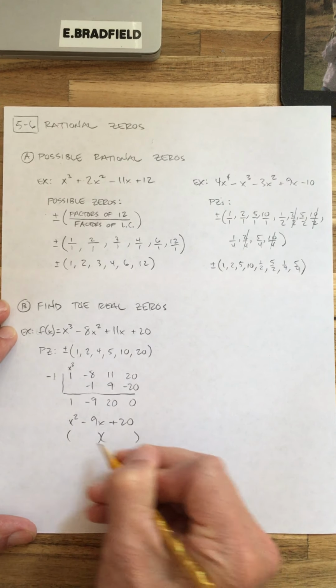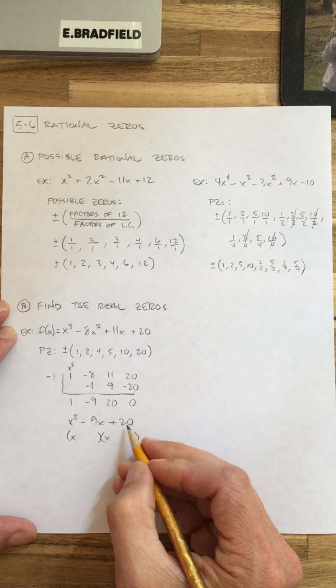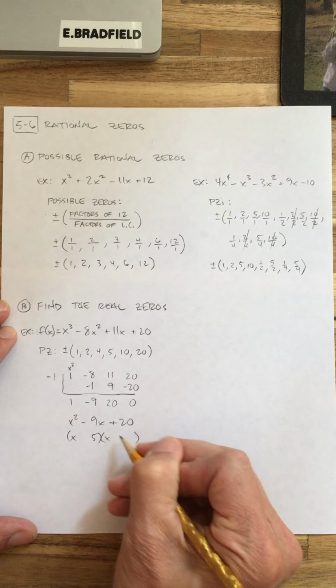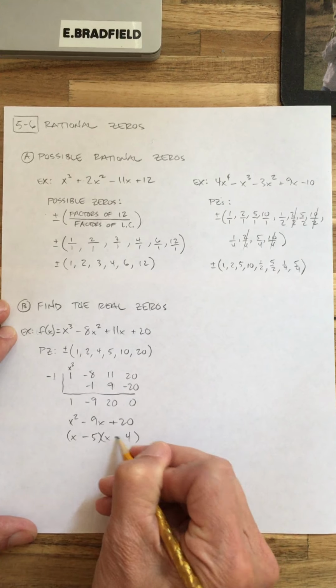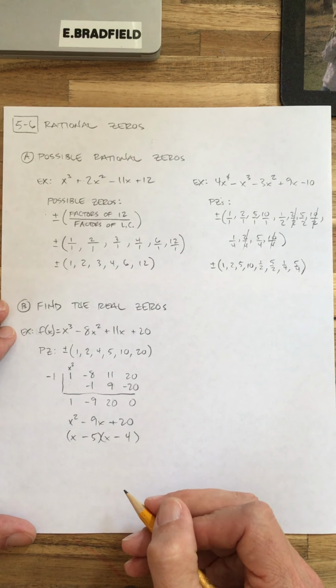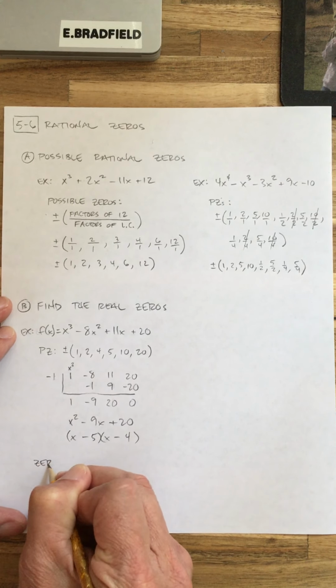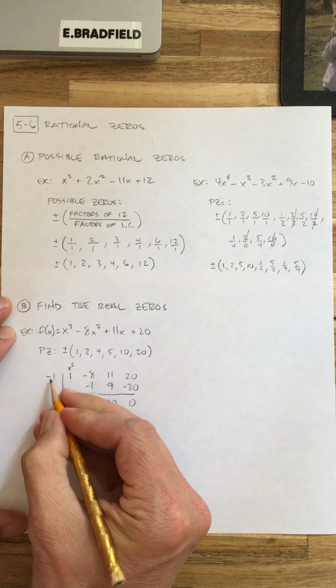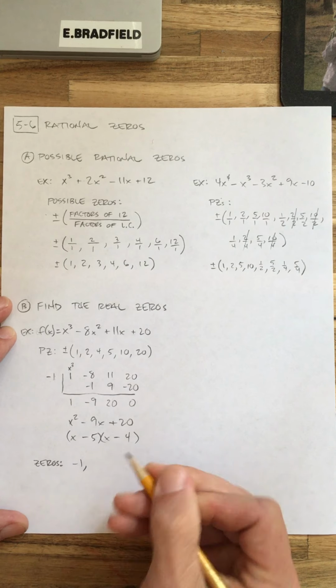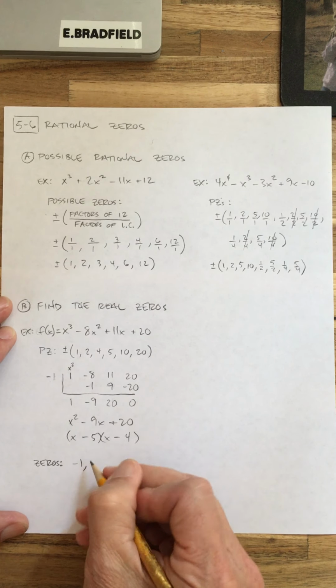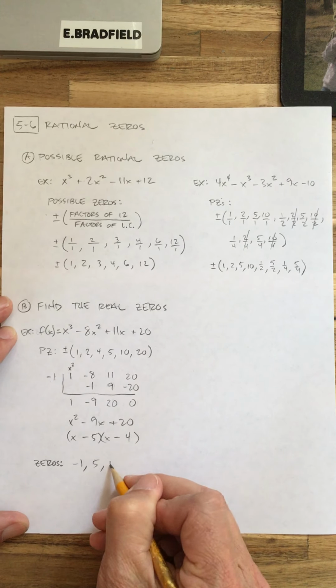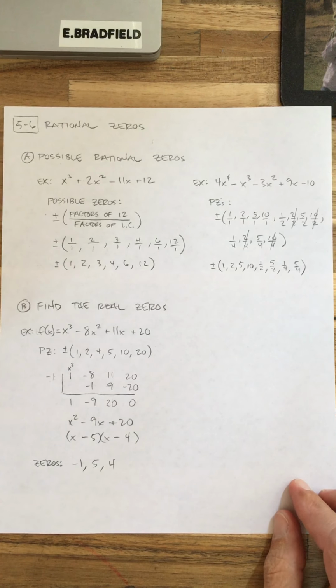So we can factor this quickly, x and x. 20, I'm going to say 5 and 4. Okay, 5 and 4, and it's going to be -5 and -4. Okay, so my zeros, ready? Here are my zeros. They are -1, +5, and +4. Those are my zeros. I found the real zeros for that.